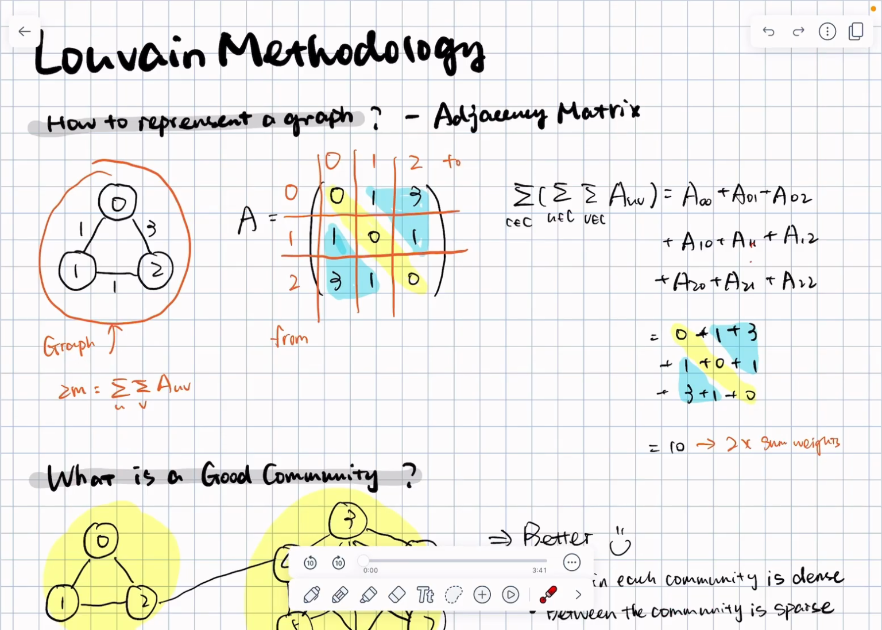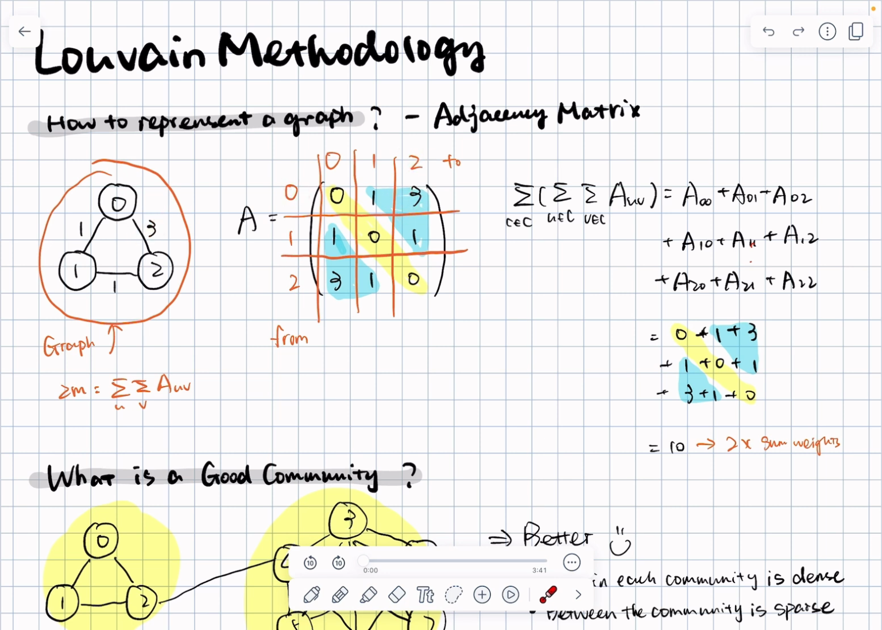This part is to help understand Louvain methodology. So let's start with the first question: how to represent a graph? We use an adjacency matrix. Here is a simple graph with only 3 nodes. We put these weights into a matrix like this, where the rows mean from and the columns mean to. For example, from node 0 to node 2, we got a weight of 3.